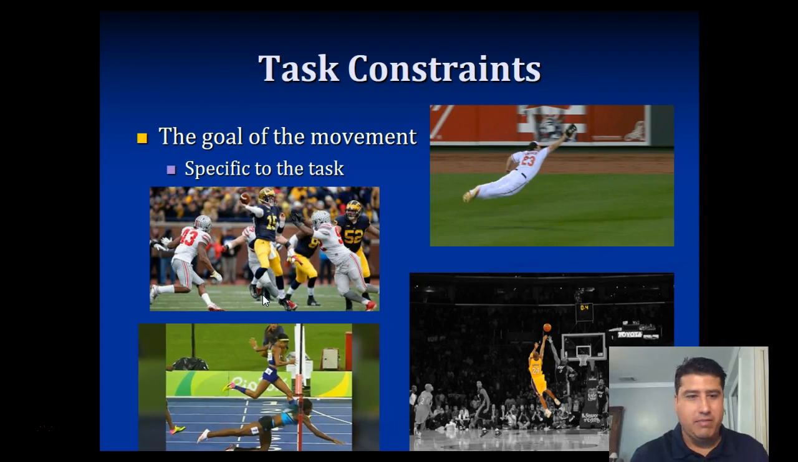There's people trying to get him down. Perhaps he had to move his footwork. But in all actuality, what's the task? Throw the ball. It's still throw the ball. But this proficient athlete understands his body to the point where he can still accomplish the task even though the task has changed. That's a task constraint.